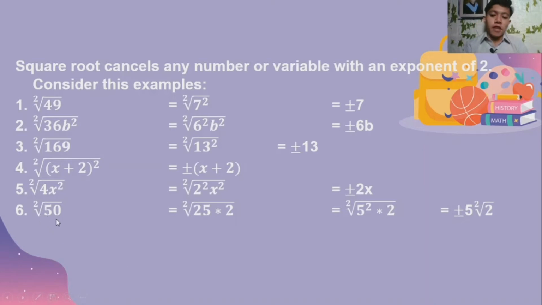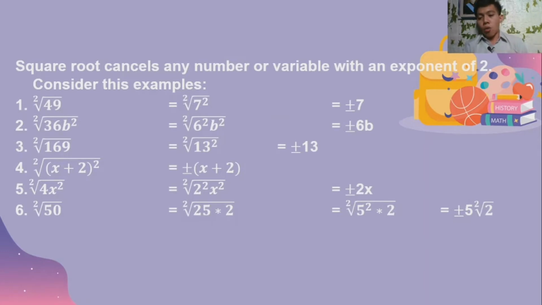Square root of 50. Now, think of a number that when you multiply by itself, the answer is 50. Meron ba? Wala. Therefore, 50 is considered as not a perfect square. Kasi walang number na kapag pinultiply niya sa sarili niya, ang lalabas ay 50. Okay? Halimbawa, 5 times 5, 25. Yung 25 pwede. Pero yung 50, wala.